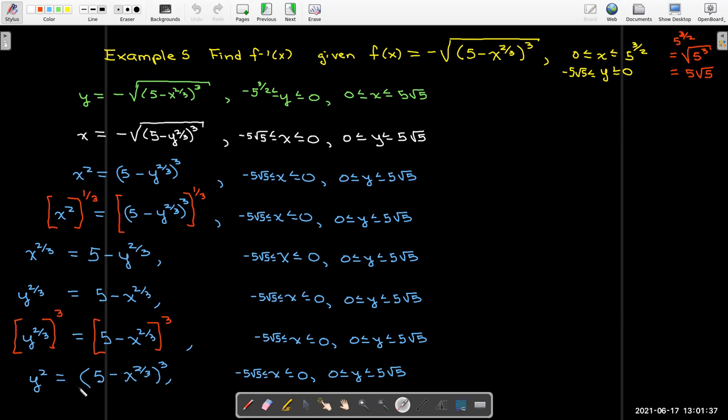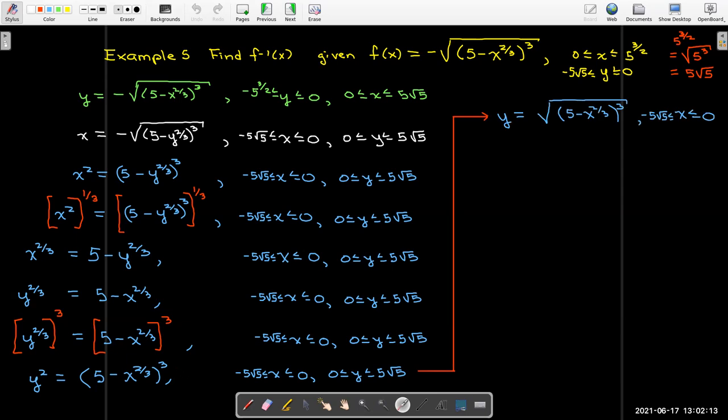And now we see why writing down these restrictions is important. If I leave it the way it's written, without the restrictions, we wouldn't know what square root to take, and we would not have a one-to-one function. In fact, without both of these restrictions, I wouldn't even have a function itself. But I want y to be a positive number. It should go between 0 and 5 radical 5, so I'll use the positive square root.